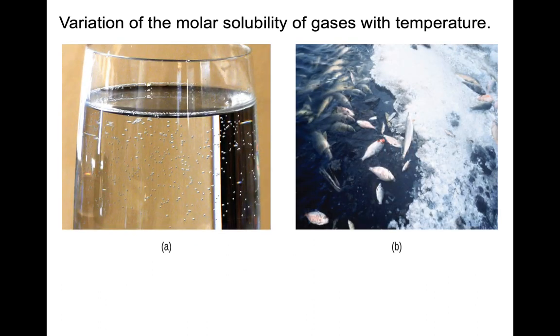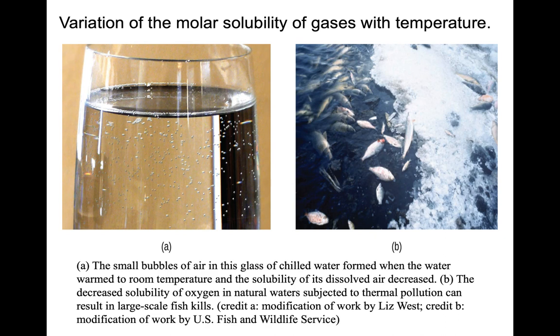We can see evidence of this in a couple of ways. First, we've got this glass of water. If you've ever noticed, if you have a cold glass of water and you allow it to warm up to room temperature, you always get these little air bubbles on the inside of your glass. That's because as the chilled water warms to room temperature, the solubility of the dissolved air decreases, so it has to come out of solution. We can also see this, unfortunately, with large-scale fish kills. Thermal pollution of lakes and rivers changes the amount of dissolved oxygen in natural waters, decreasing it, so there's not enough oxygen for the fish to survive, and they all die at once.